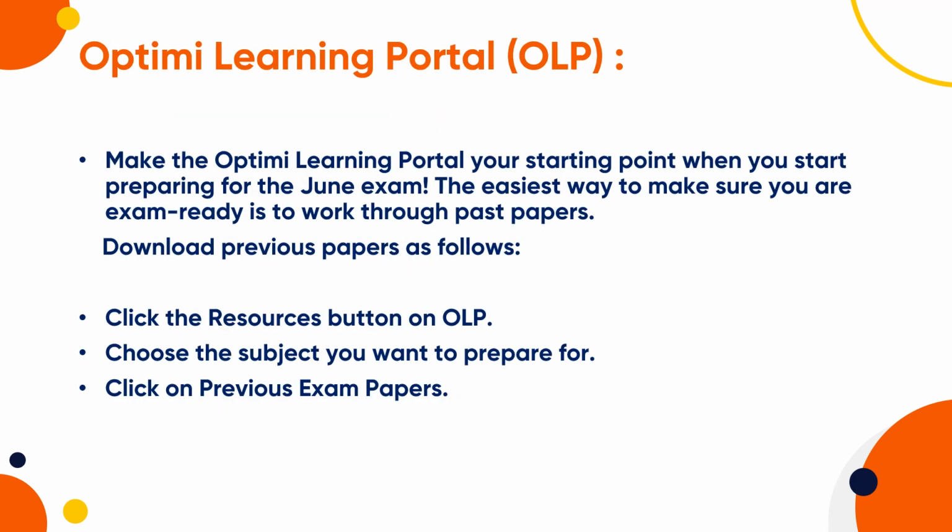Ladies and gentlemen, the OLP, the Optimi Learning Portal. Make the Optimi Learning Portal your starting point when you start preparing for the June exam. The easiest way to make sure you are exam ready is to work through past papers. Download these previous papers as follows. Click on your resource button on your OLP on your left hand side. Choose the subject you want to prepare for, in this case engineering graphics and design, and then click on the previous exam papers icon. You'll see there's options between June and November. Obviously your focus is going to be on the June exam papers.